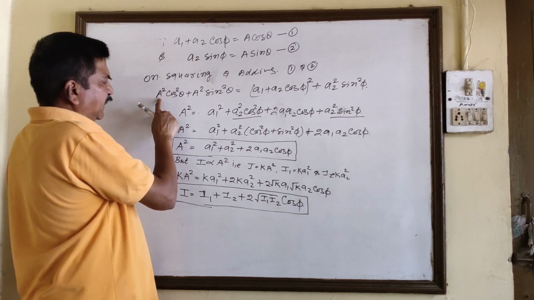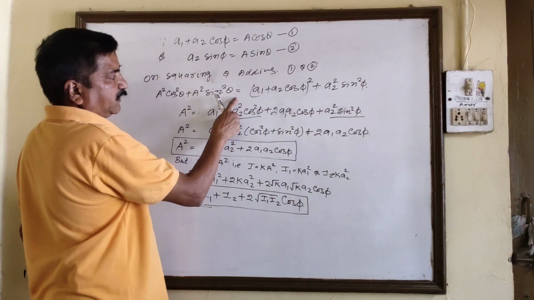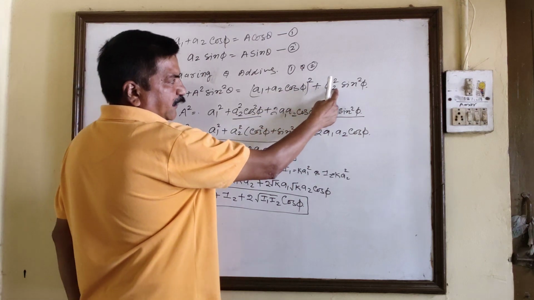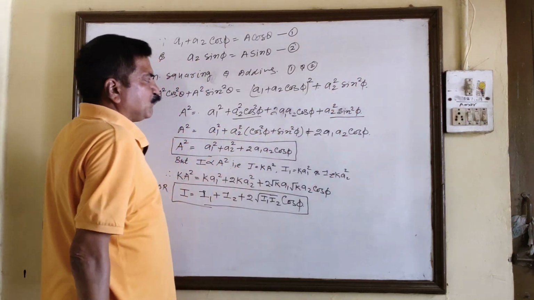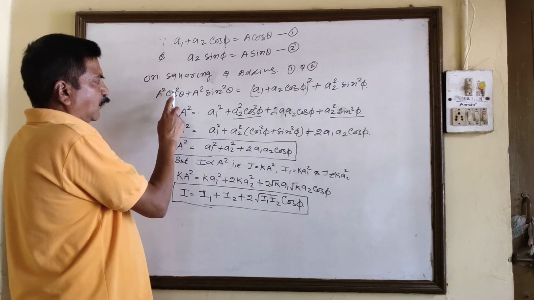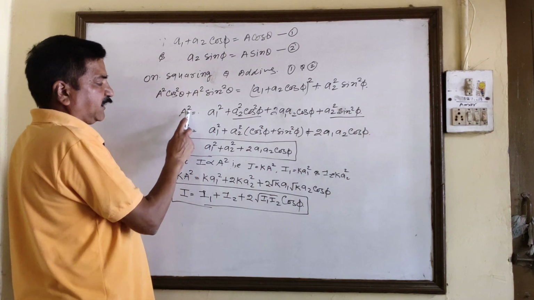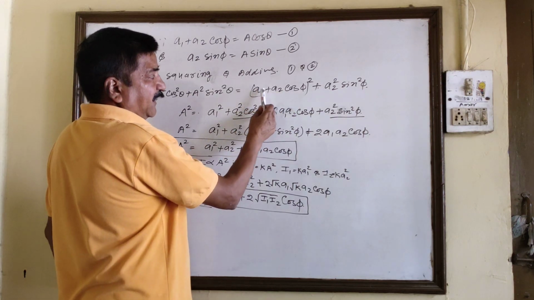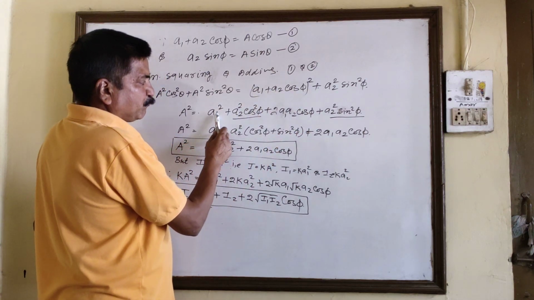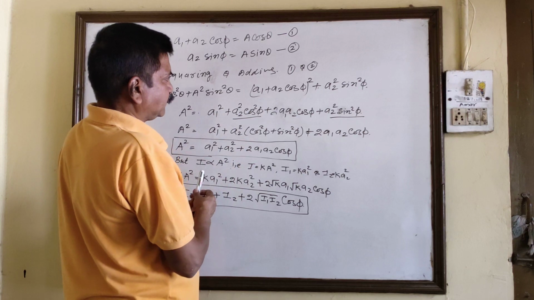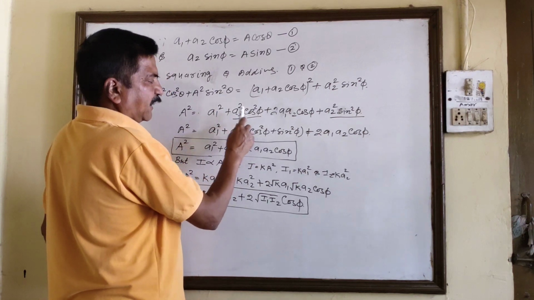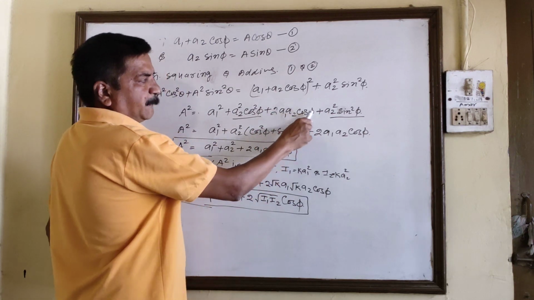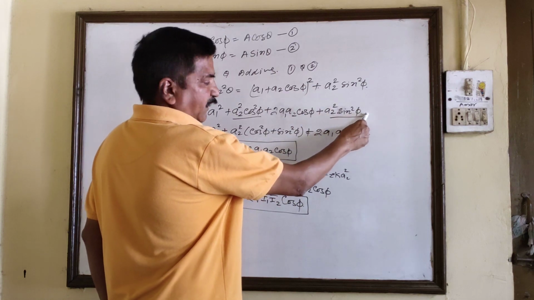will get A square cos square theta plus A square sin square theta is equal to (A1 plus A2 cos phi) whole square plus A2 square sin square phi. Now A square cos square theta plus A square sin square theta is equal to A square, and here this term will be expanded as (a plus b) whole square, so a square plus b square plus 2ab, right, plus this A2 square sin square phi.